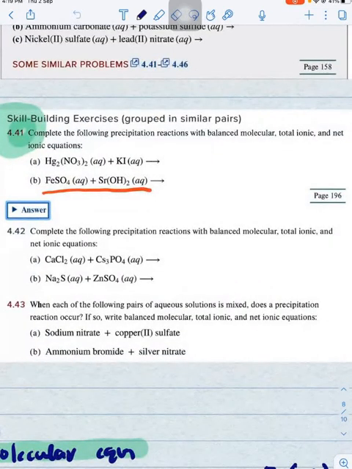Madam zoom sikit boleh? Dah, Madam dah zoom dah. Nampak tak? Is it better now? Nampak betul. Okay.